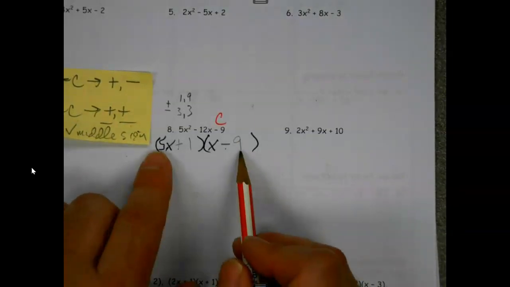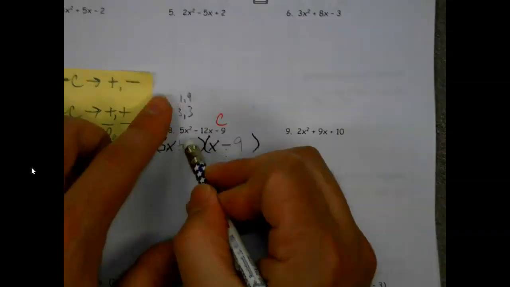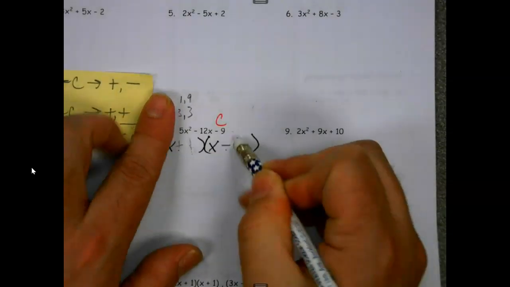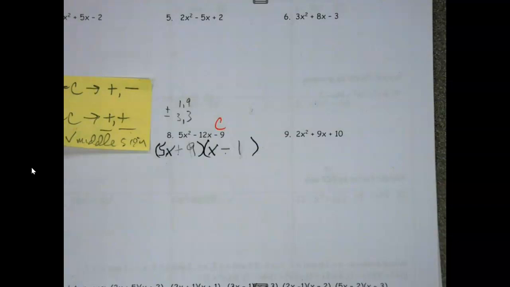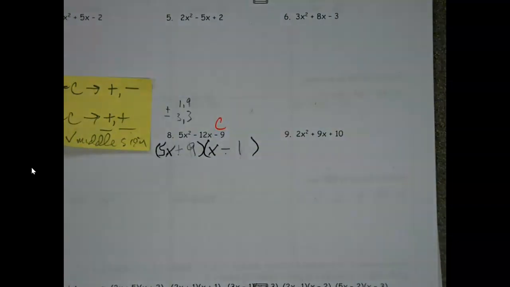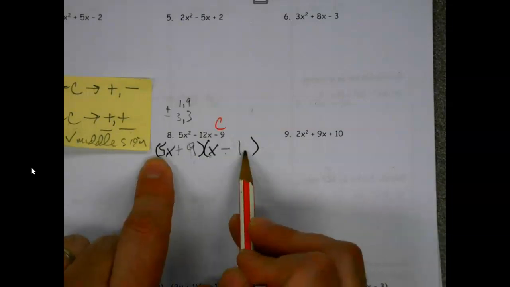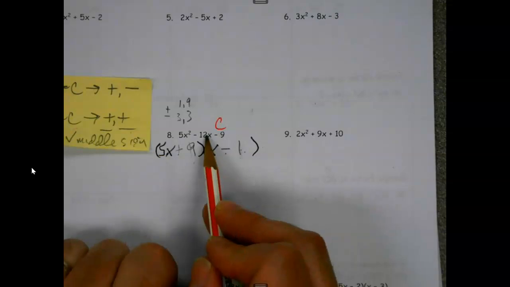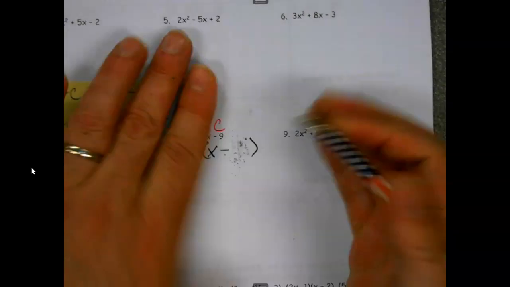So I look and I'm like, ooh, -45 on the outside. Yeah, that's not going to work. So if that doesn't work, let's switch the numbers. Let's try 9 and 1. +9, -5. Is 9 minus 5 getting me to 12? No. So that didn't work. Let's get that out of there.